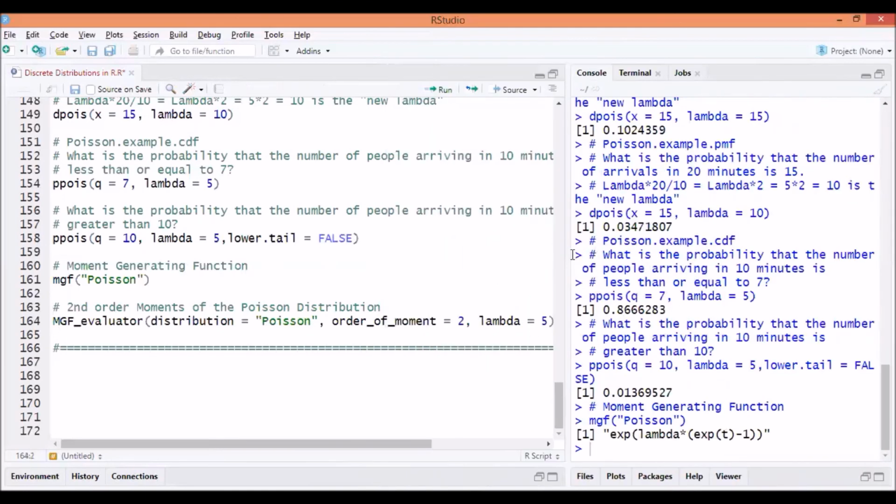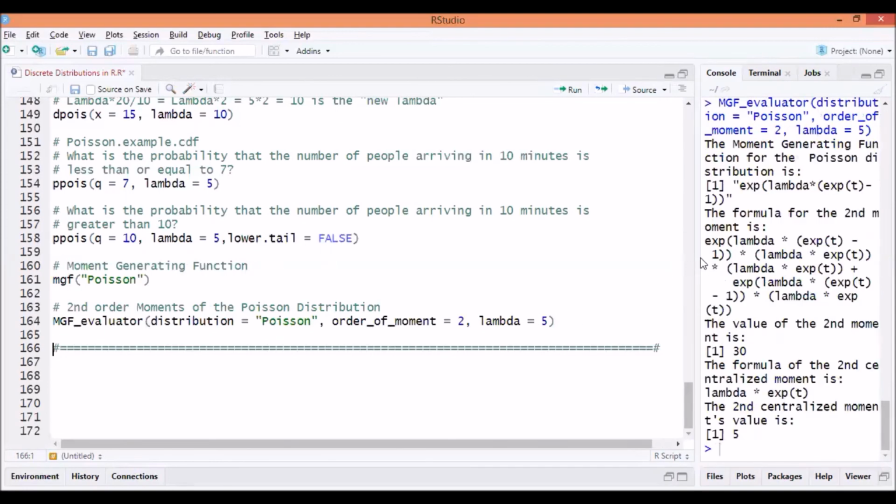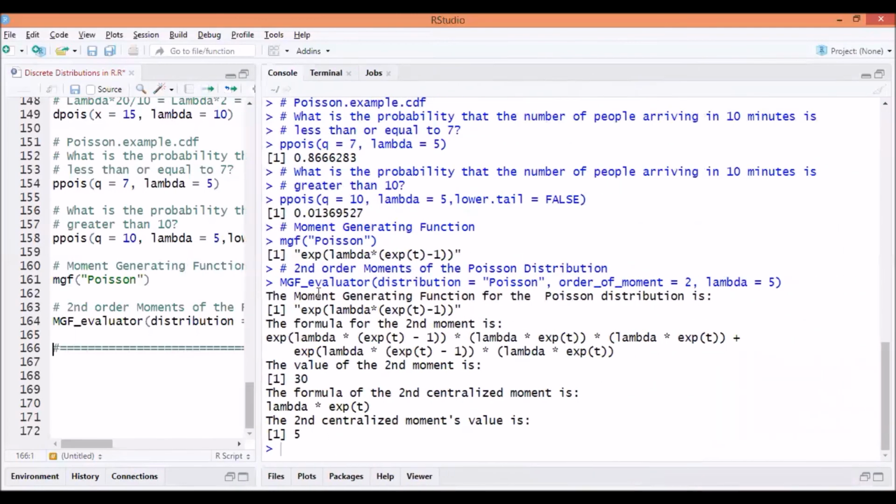And lastly, let's look at the second order moments of the Poisson distribution. We know that for a Poisson distributed random variable, its expected value is equal to its variance, which are both equal to lambda. So we expect that the second centralized moment should be equal to 5, because that's the variance, which is equal to lambda. And indeed, if we look at this function, we see that it is the case. The second centralized moment, which is the same as the variance, is 5, which is equal to lambda.